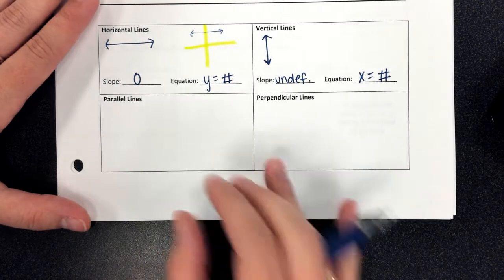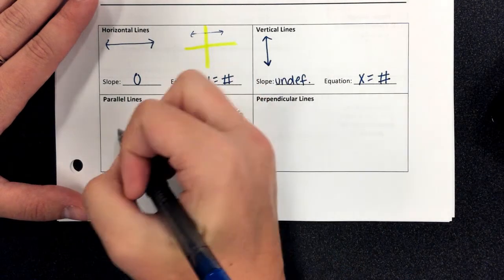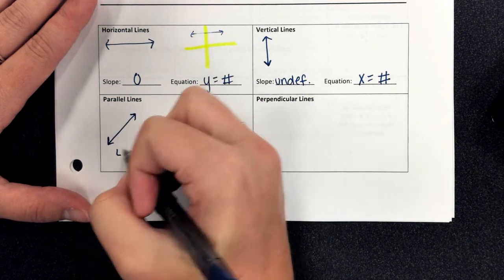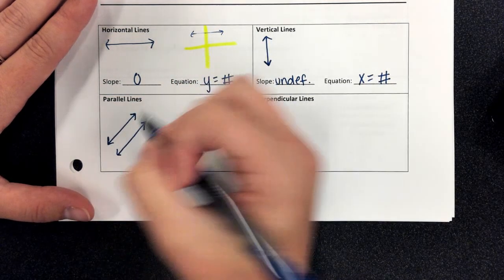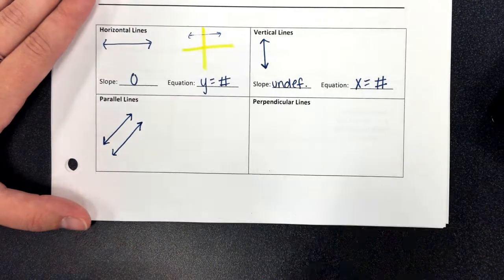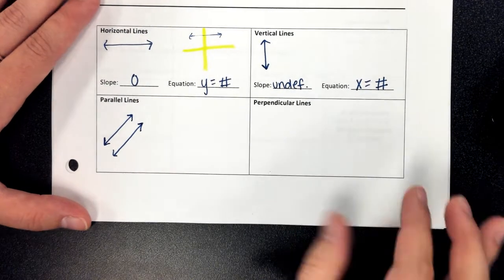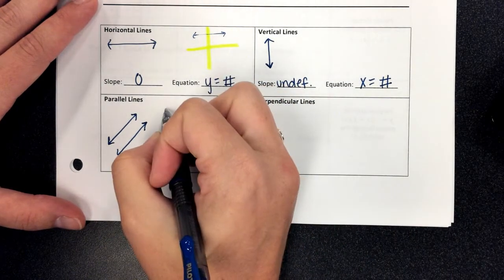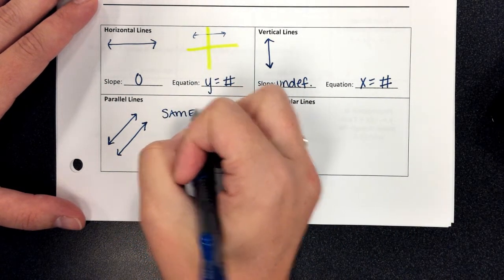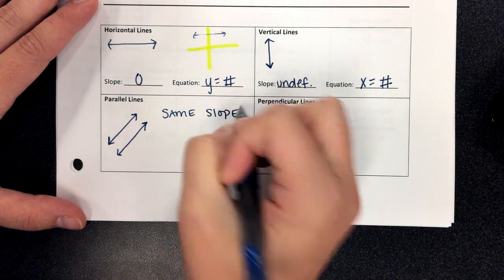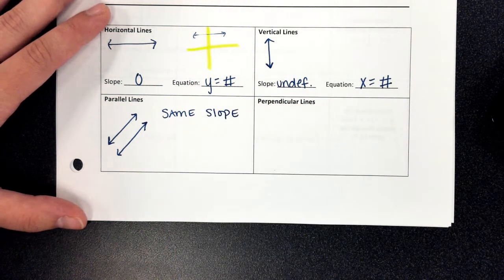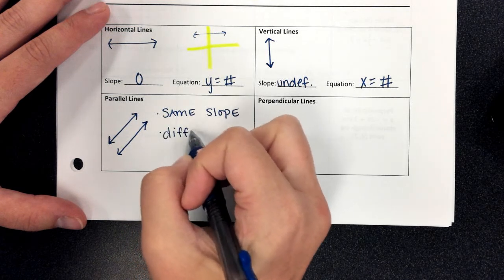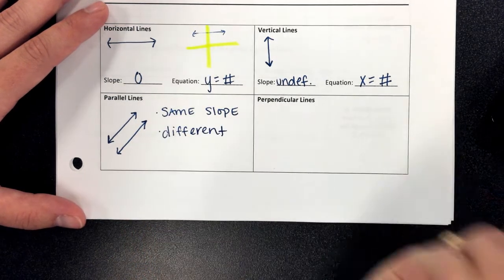Parallel lines are lines that never touch. They never cross. That's a horrible definition. What do I know about the slope of parallel lines? So they have the same slope. They have to have a different y-intercept. If they don't, then you have just the same line.